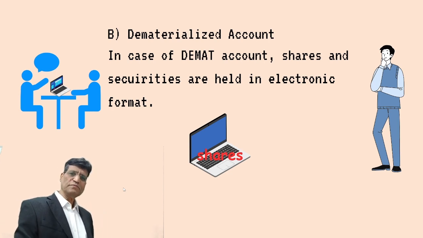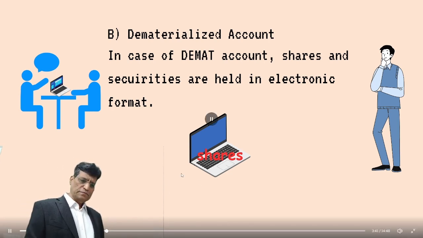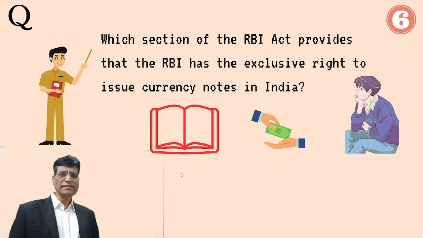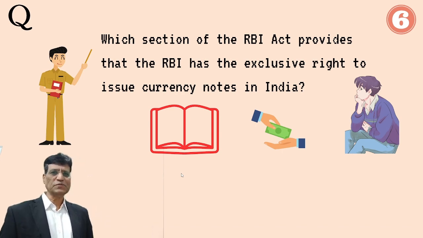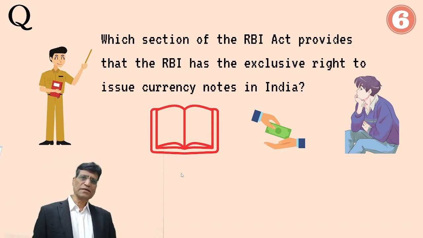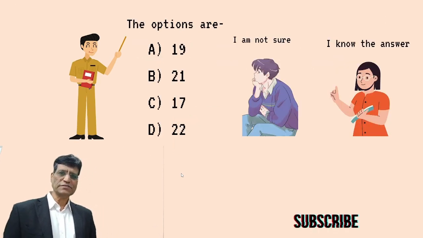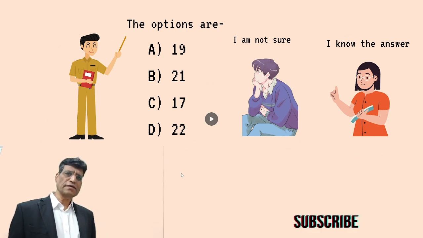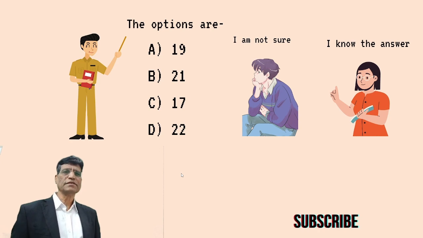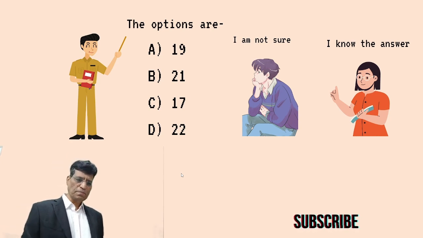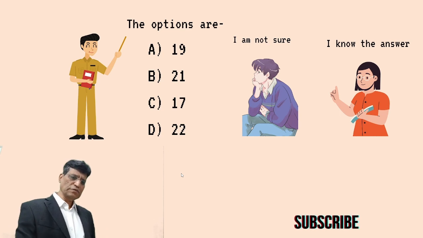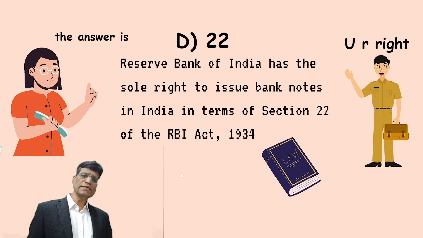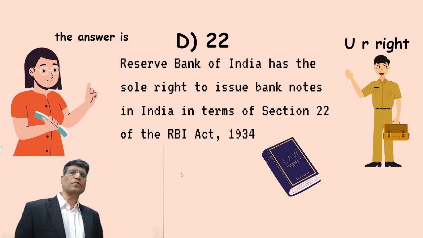Next question. Which section of the RBI Act provides that the RBI has the exclusive right to issue currency notes in India? The options are 19, 21, 17, 22. The answer is D, 22. RBI has the sole right to issue banknotes in India as per Section 22 of the RBI Act.